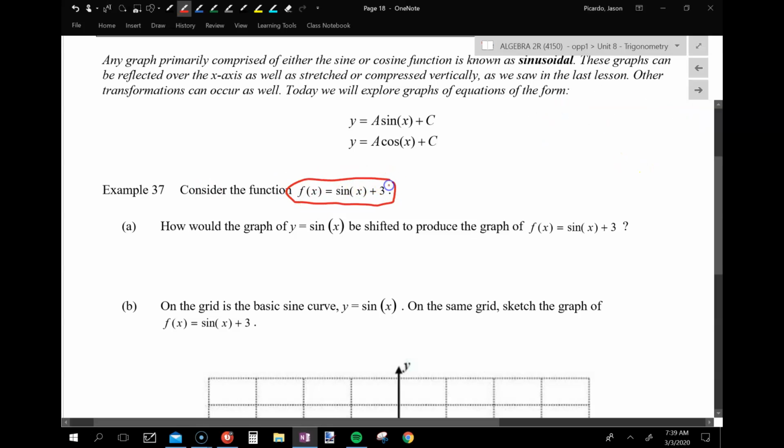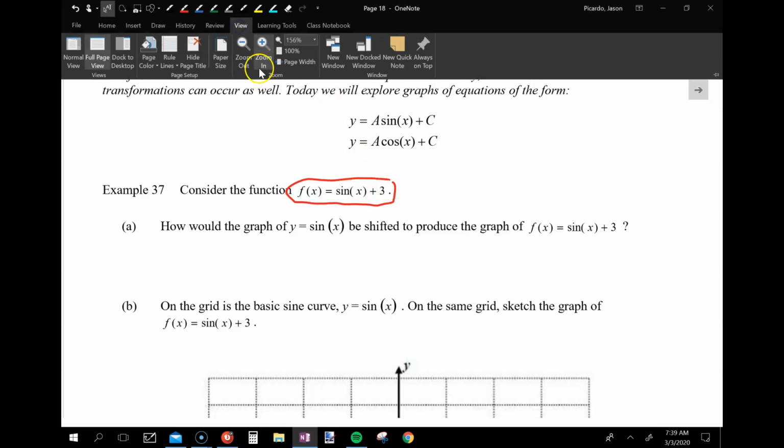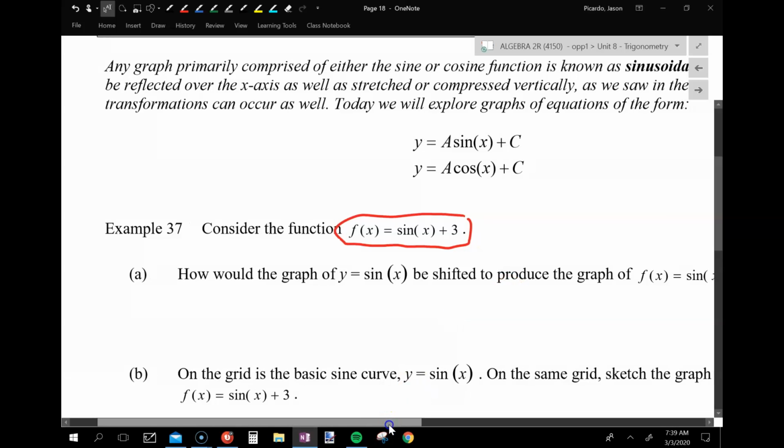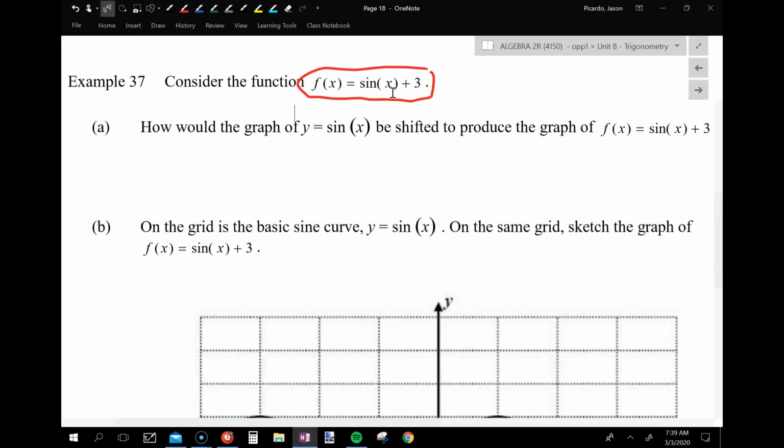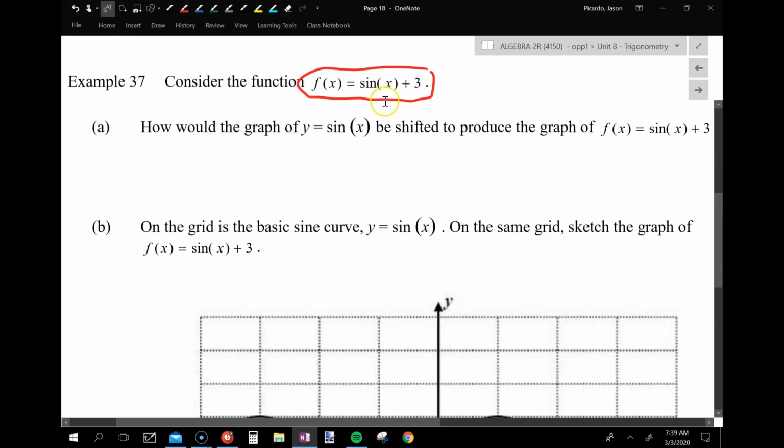Okay? So we're going to look at this as an example. So I am adding 3 to the graph, right? So based on the conversation that we just had a second ago, what do you think is going to happen? Well, the 3 is in the parentheses or out? Out. So what do you think is going to happen? Shift up or down, left or right? This is going to shift my graph up 3 units.